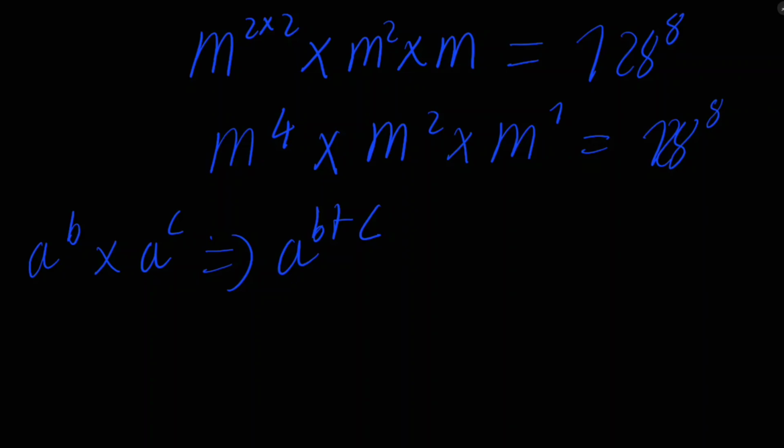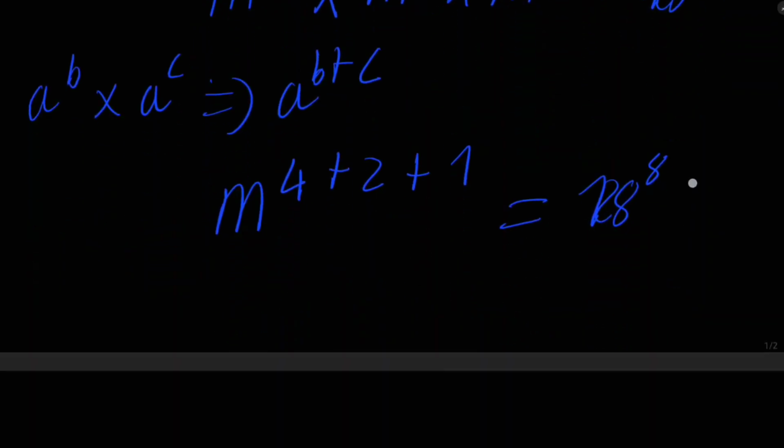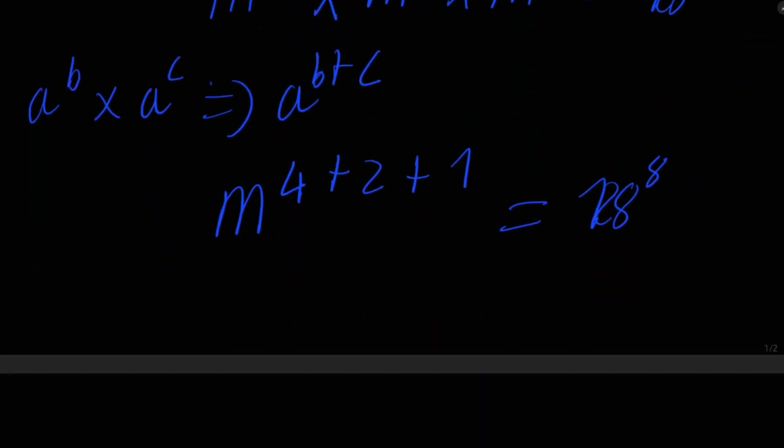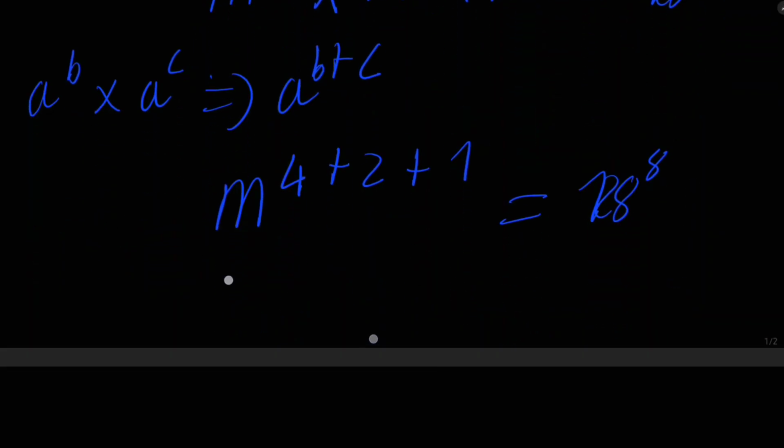this implies a to the power b plus c. So using this formula and this principle, we have m to the power 4 plus 2 plus 1 is equal to 128 to the power 8. And here we see that 4 plus 2 is 6, plus 1 is 7, so m to the power 7 is equal to 128 raised to the power 8.